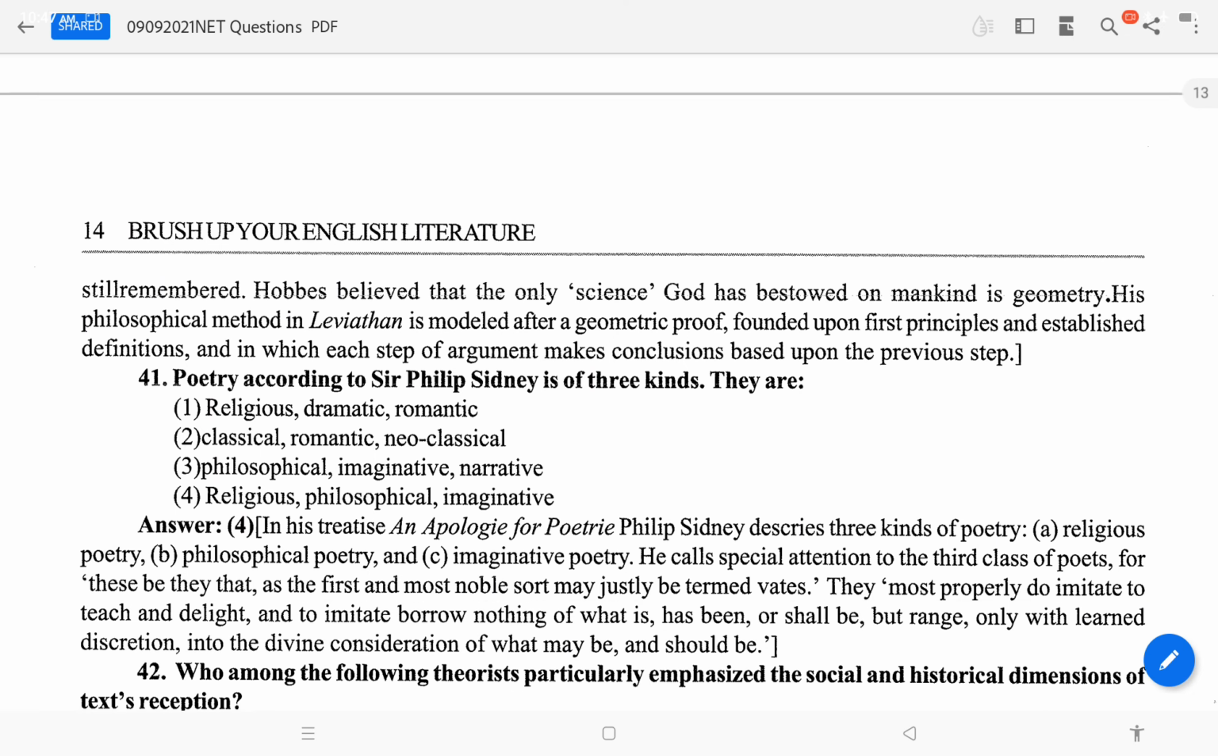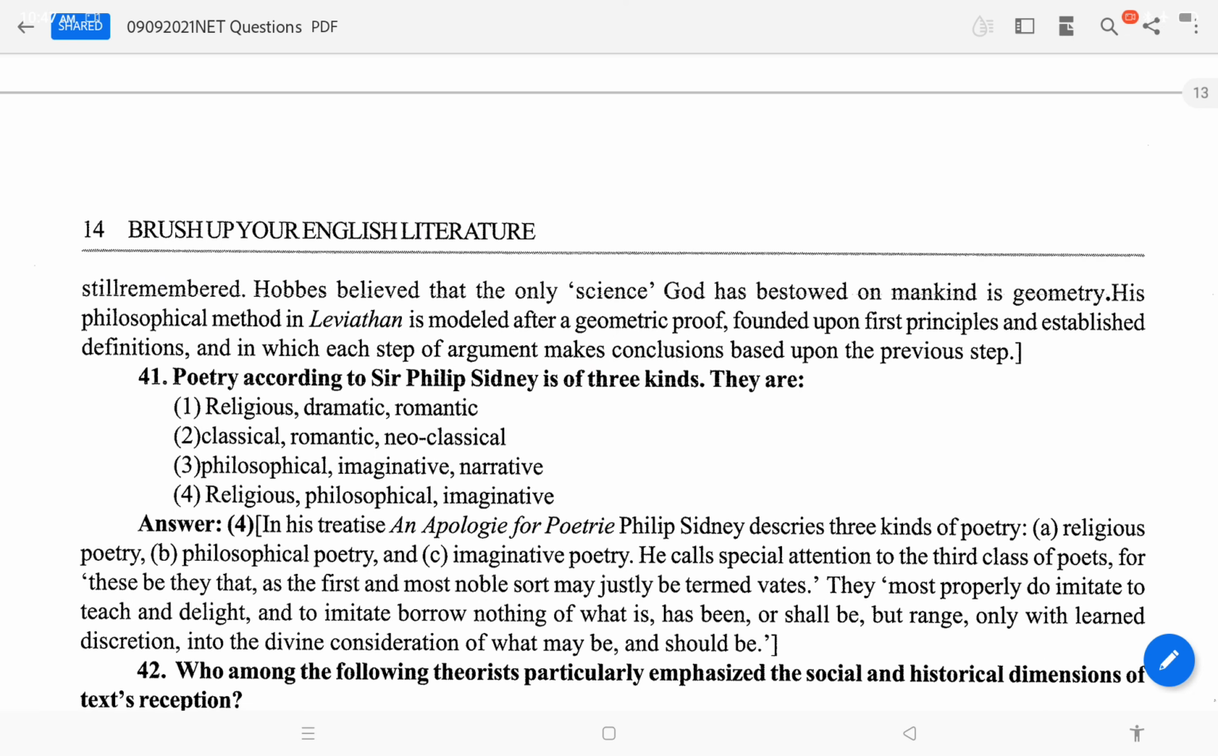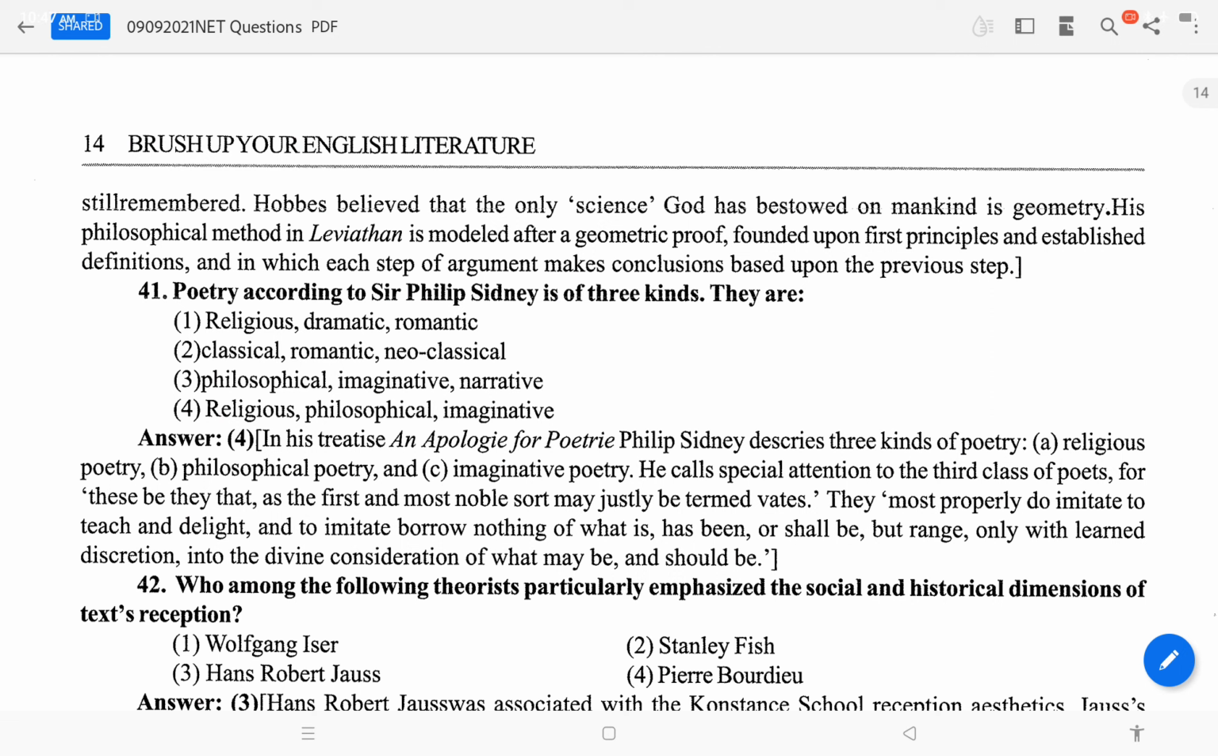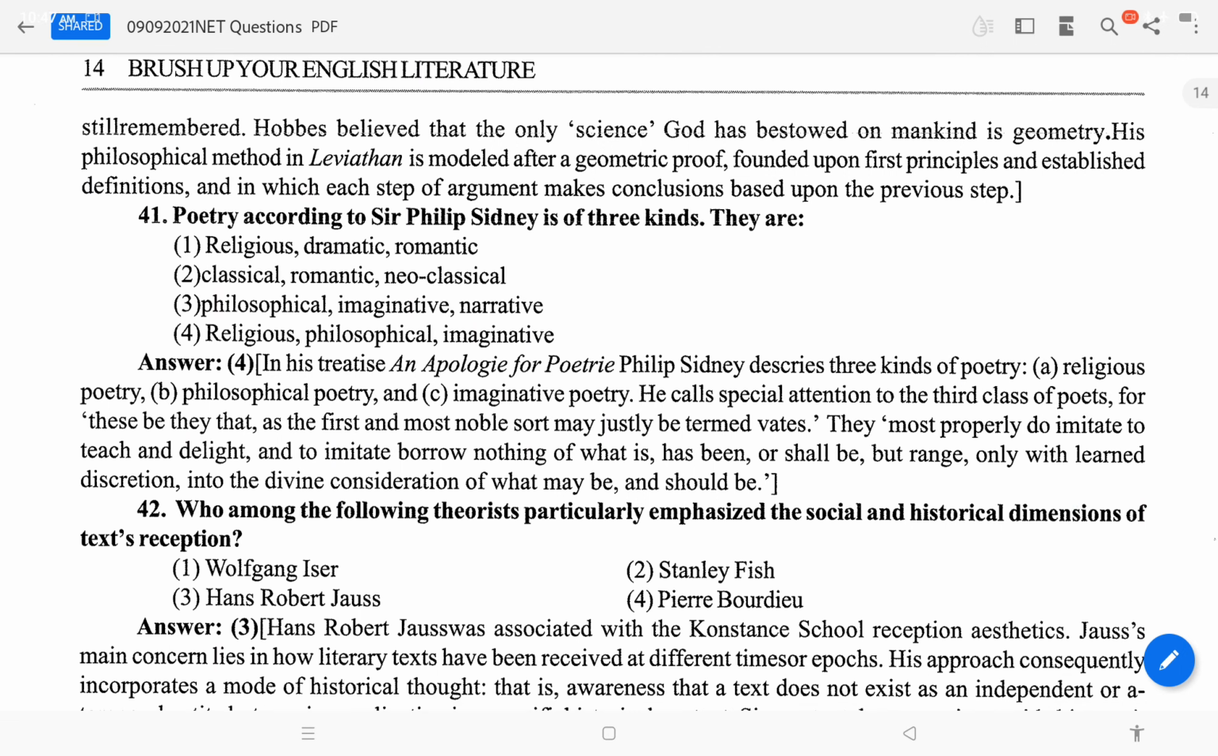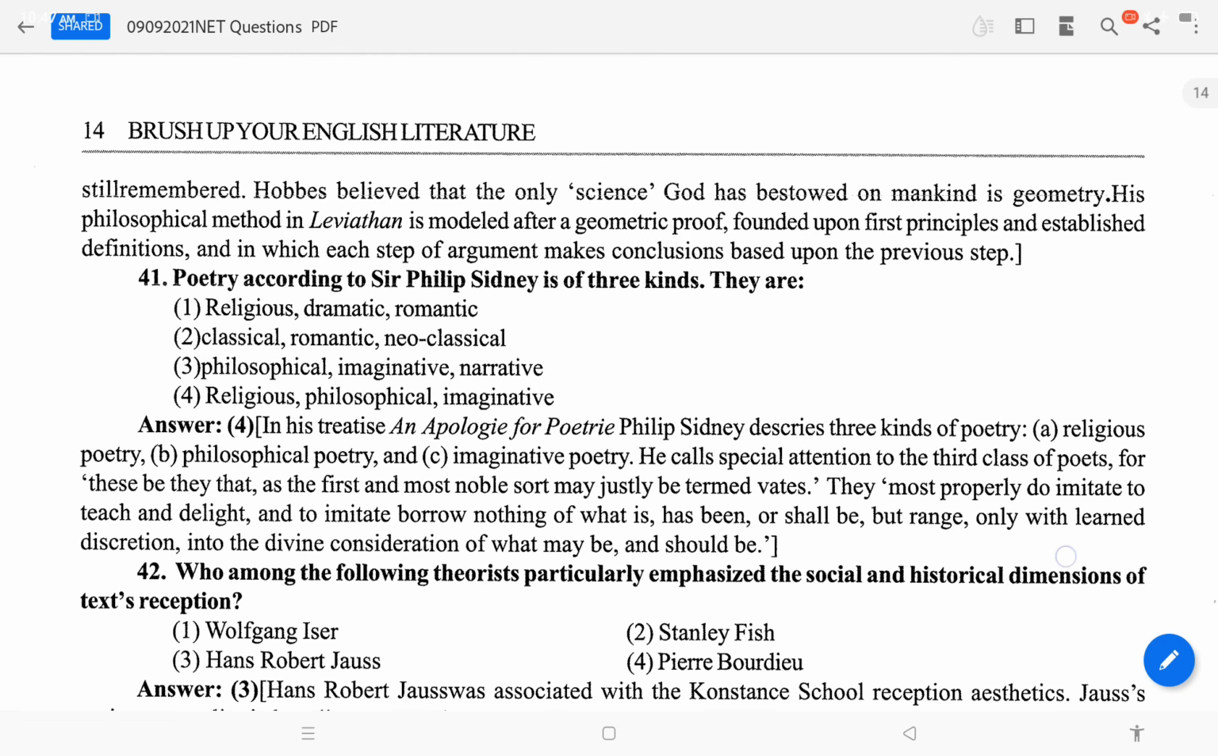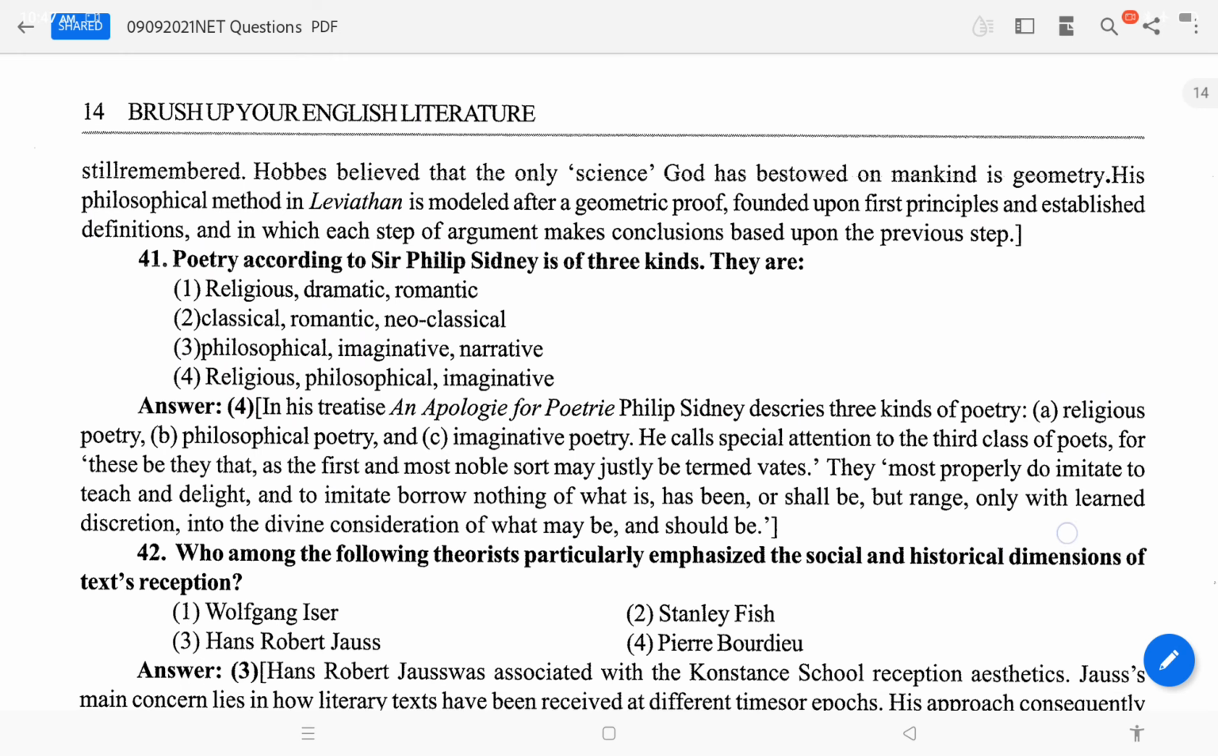Hobbes believed that the only science God has bestowed on mankind is geometry. His philosophical method in Leviathan is modeled after the geometrical proof, founded upon first principles and established definitions, and in which each step of the argument makes a conclusion based upon the previous step. So he believed that the only science God had bestowed on mankind is geometry.